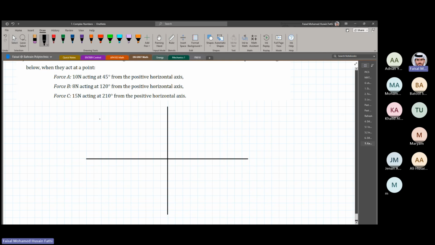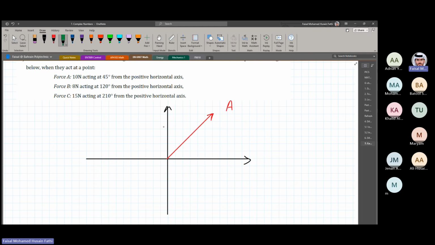Okay. And we will plot all of these points. We have 10 newtons acting at 45 degrees from the positive horizontal axis, roughly in the middle. Let me color code all of these. 10 newtons, roughly this is its size, at a 45 degree angle. Let's say this is our first force, A.